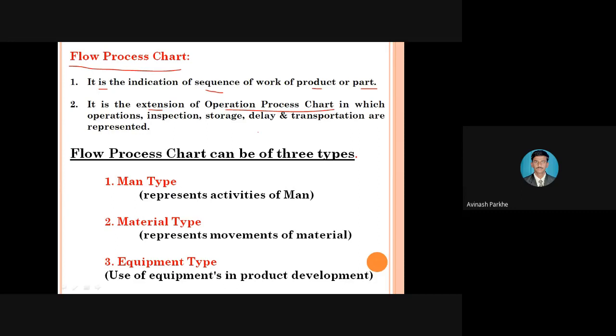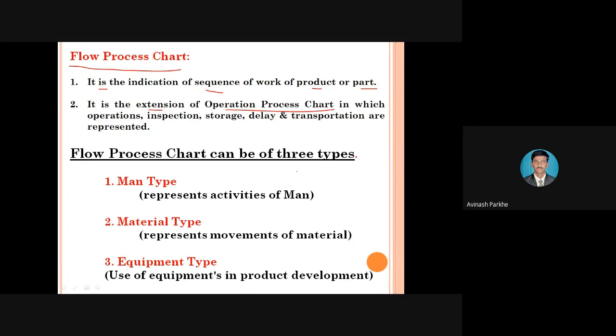In operation process charts, only operations and inspections are represented. But in the case of flow process charts, along with operation and inspection, the storage, any delays that happen in the operation process, and the transportation of material from one location to another location, all such activities are represented by using flow process charts. Therefore, it is the extension or application of the operation process chart.